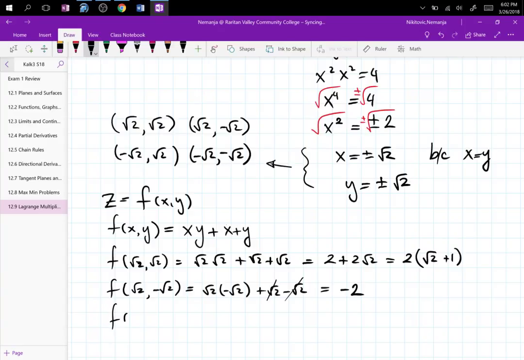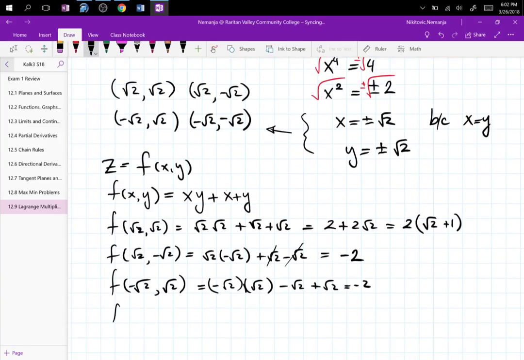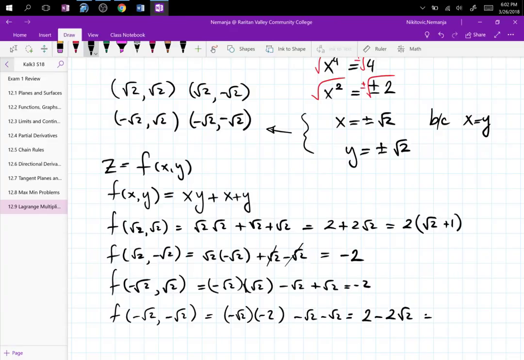You will get the same if you calculate negative root 2, root 2. That gives you the same value of negative 2. And then finally you have your negative root 2, negative root 2, which gives you 2 minus 2 root 2, which is 2 times 1 minus root 2. And this would be a negative number.